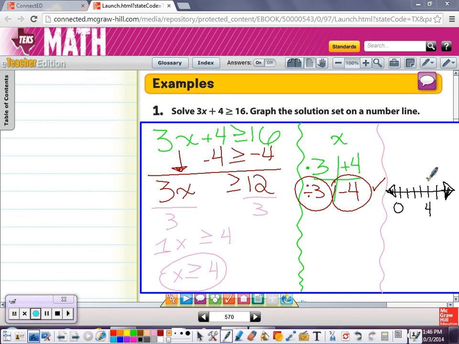Because it can be equal to 4, I'm going to use a closed dot. Basically, whenever you see the half equal sign there, you're always going to have a closed dot in your graph. Now, all numbers greater than 4, that's everything in this direction, and it goes on to the right forever. And of course, I can plug in points and check it, and it will work. Those are my answers. That's how you do this. It's exactly like we did in inequalities. Now let's move on to our next example.